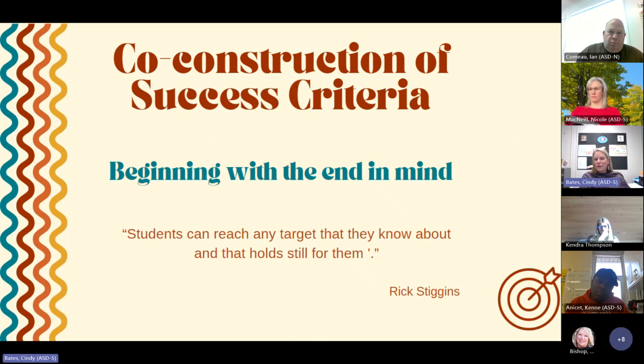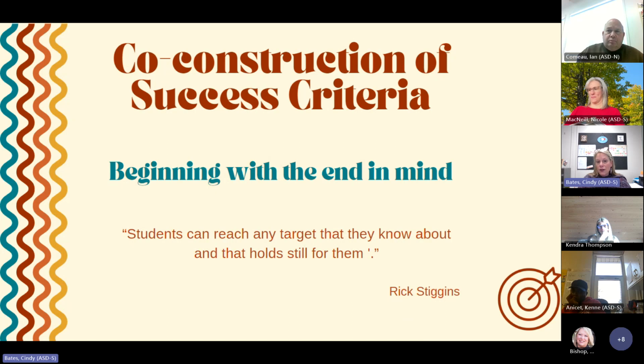Can't say this enough, beginning with the end in mind and co-construction. And so there's a little quote there by Rick Stiggins: students can reach any target that they know about and that holds still for them. And so it's so important to make sure that students know before they start where they're going. You wouldn't, well, I guess my husband would. You wouldn't get in the car and just go for a drive not knowing your destination. I know there are those out there that are just wild and they'll go anywhere, but typically you're going to have a destination. And so you need to know where you're headed before you leave.